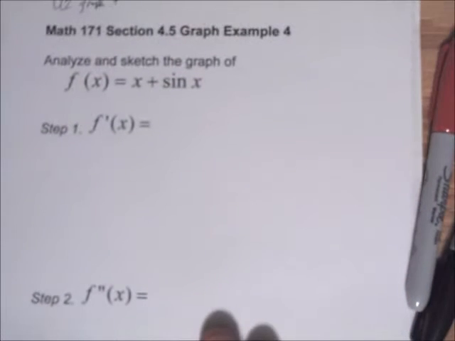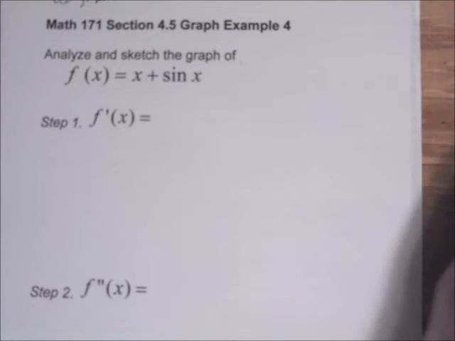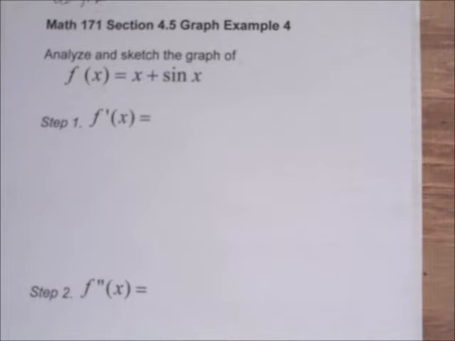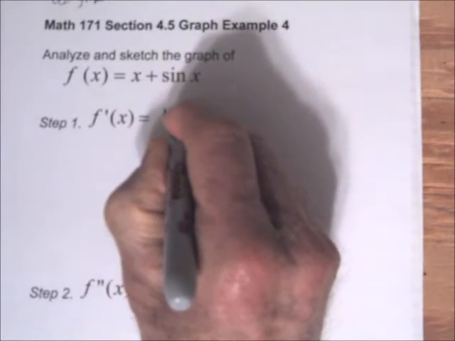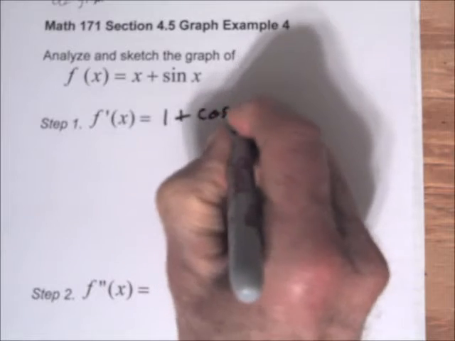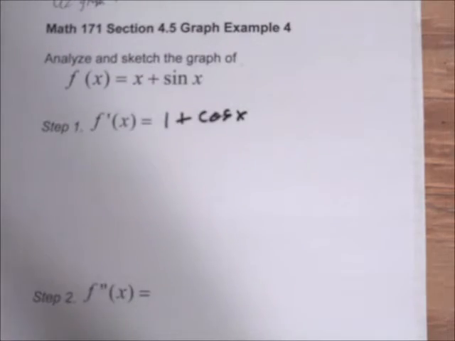Okay, another example of a function, for graphing a function. f of x equals x plus sine x. So if we take the derivative, the derivative of x is 1, and the derivative of sine is cosine. We have 1 plus cosine of x.